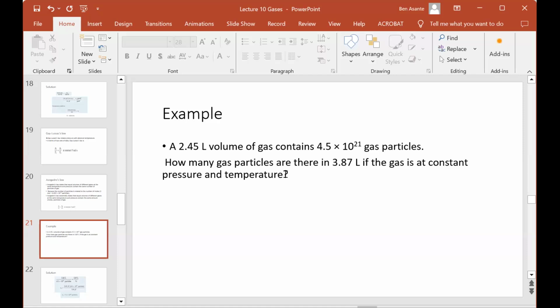Let me leave this for you to solve and let's see how it goes. Let me give you some time to tell how many particles there are.